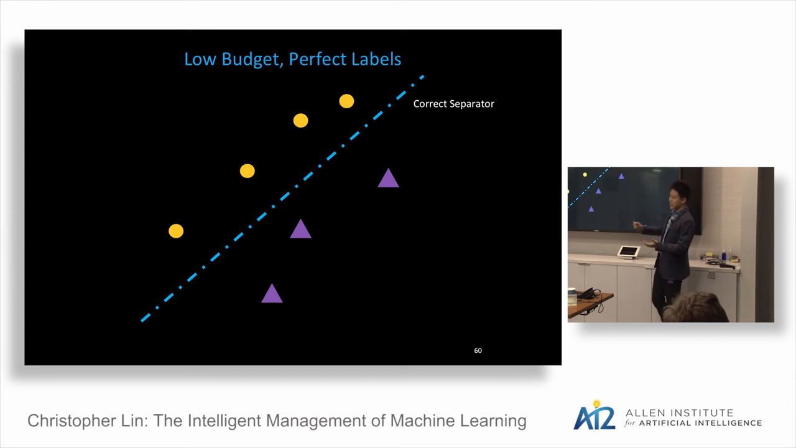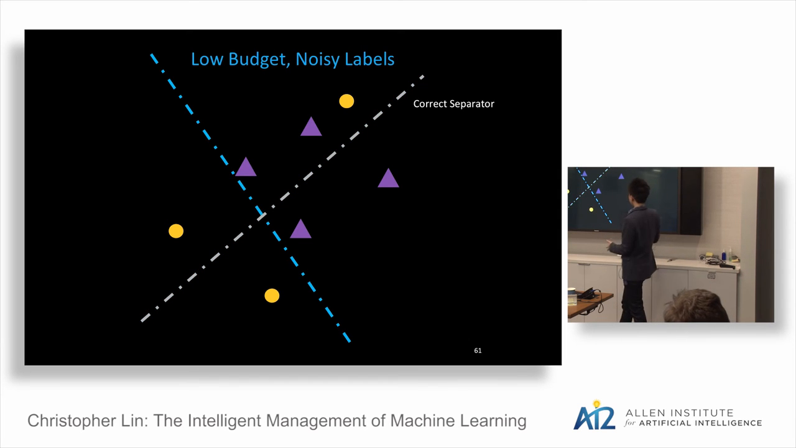Suppose you have some low budget and you have perfect labels, and this is your correct separator. Now, suppose you have noisy labels. If you have noisy labels, then you're just going to do something completely wrong, right? Noise is really bad when you don't have very many examples, and bad labels at the beginning are really, really bad.